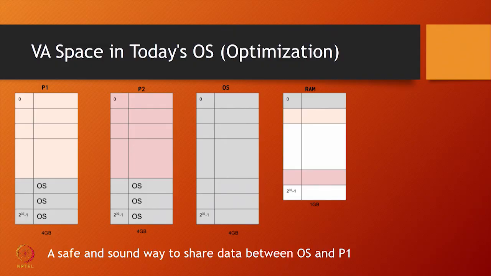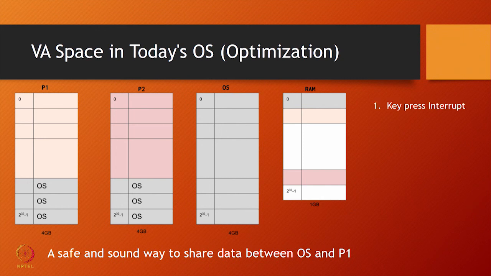So, this is the scenario, but every operating system does this type of thing because of performance reasons. If the OS were isolated from the P1 and P2 address spaces, then IO becomes extremely complex. This is a safe and sound way to share data between the OS and P1 as of now, but with Meltdown that safety and soundness has literally melted. Now, let us see how that is going to happen.